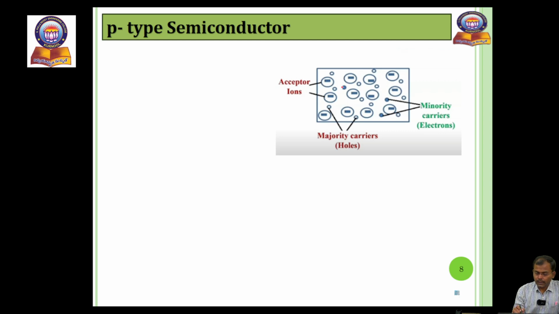This is how we can represent the p-type semiconductor with acceptor ions. Because these accept electrons, they become acceptor ions. It has more holes and fewer electrons. So the majority charge carriers are holes and the minority charge carriers are electrons in the p-type semiconductor. That's why the concentration of holes is greater than the concentration of electrons in the p-type semiconductor. Thank you.